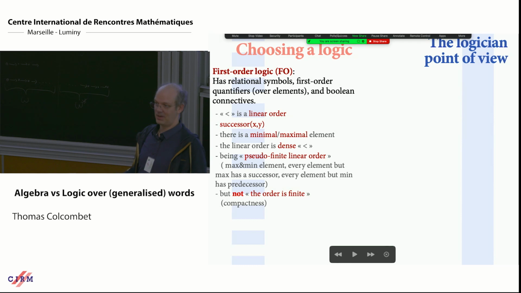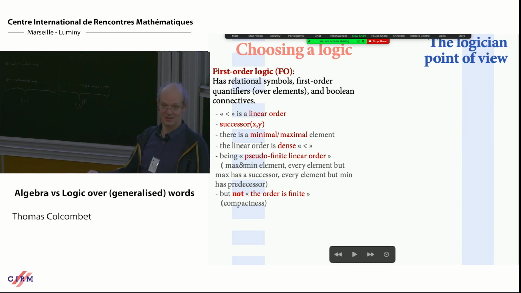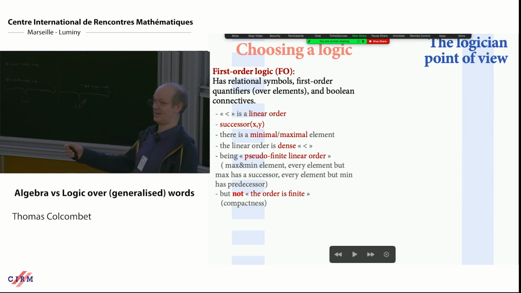So using compactness, you would have a model of your formula that says I am finite, but also the conjunction of all the formulas that say I have at least size n. So of course this is a contradiction.